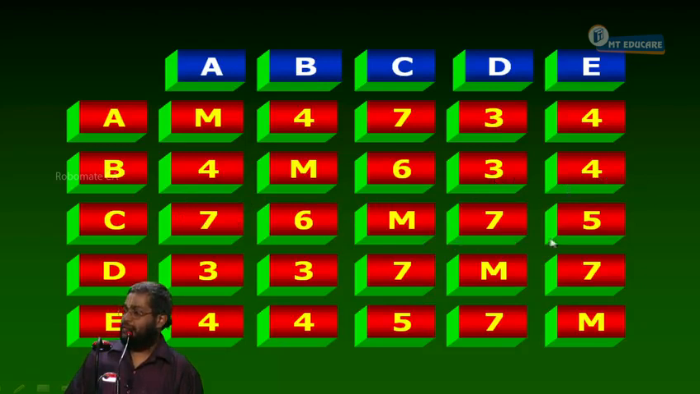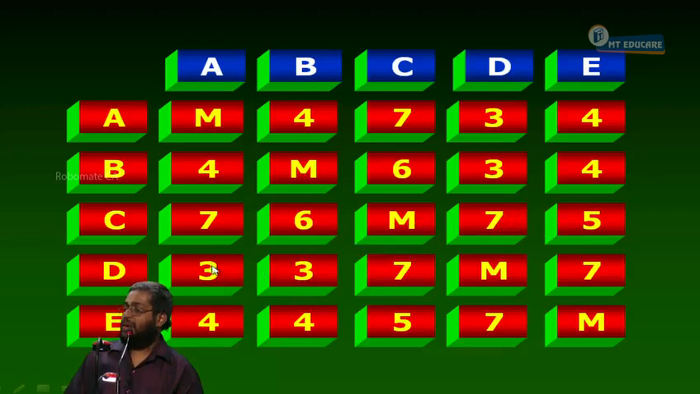Third row. What is the least number? 5. 7 minus 5? 2. 6 minus 5? 1. M minus 5? M. 7 minus 5? 2. 5 minus 5? 0.